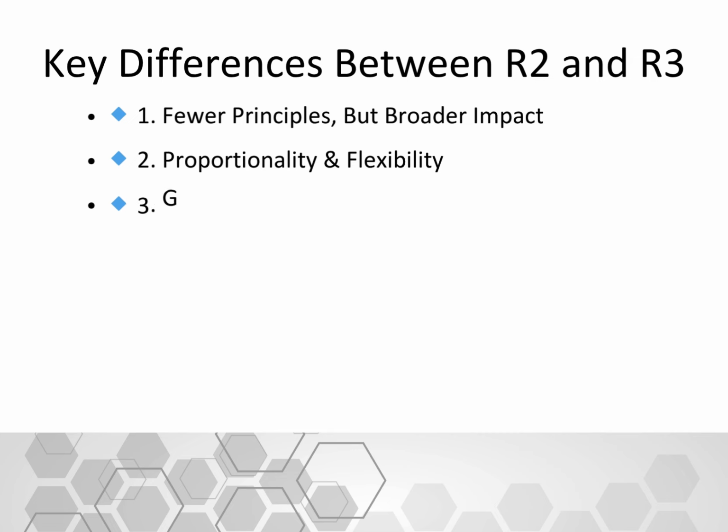3. Greater focus on participant centricity. E6 R3 makes it clear: participants are not just subjects. It emphasizes trust, transparency, respect, and engagement. Informed consent processes are expected to be more meaningful and clear.